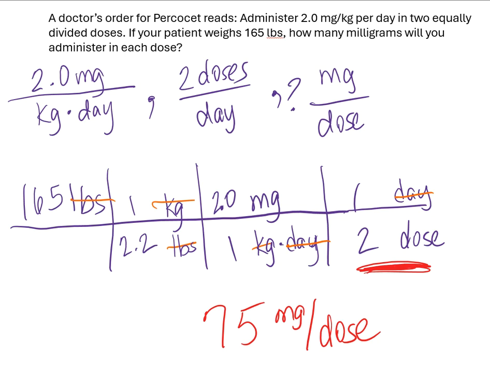So when it comes to dosage calculations, the key is just making sure that you read through the problem. Sometimes you have to read it and reread it, but look at what that information is telling you and go ahead and write it as a conversion factor before you even start the setup for your dimensional analysis.